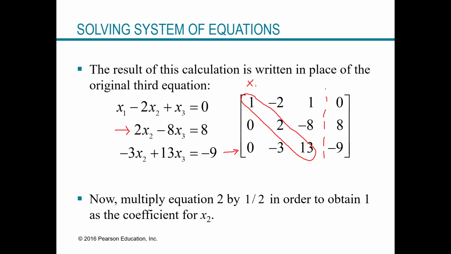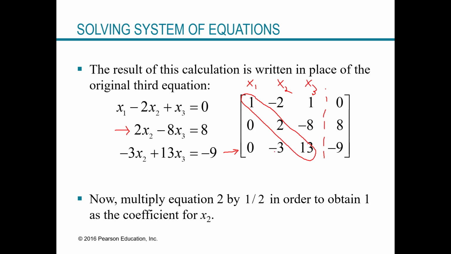You have that 1 x1 equals whatever numbers over here in your answer column. You have that 1 x2, which will be right here, equals whatever's in the answer column. And then over here, this will be 1 x3, because this would be a 1, and above it would be zeros, equals whatever's in the answer column. So your ultimate goal is to get 1s in the diagonal and zeros everywhere else.